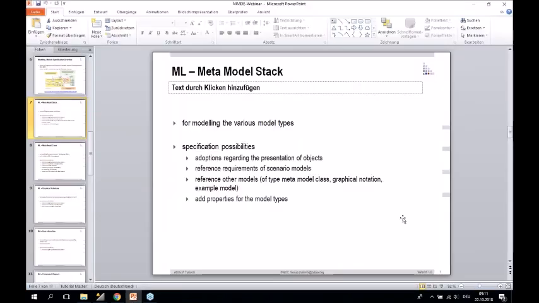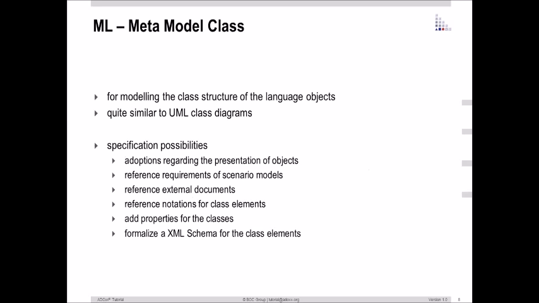Well, the next model type is the metamodel class. It is used for modeling the class structure of the language object. It is quite straightforward as it is very similar to UML. The specification mechanisms are similar to the model type before. Additionally, it is possible to reference external documents and to formalize an XML schema.